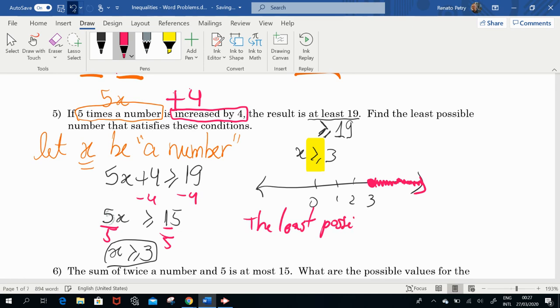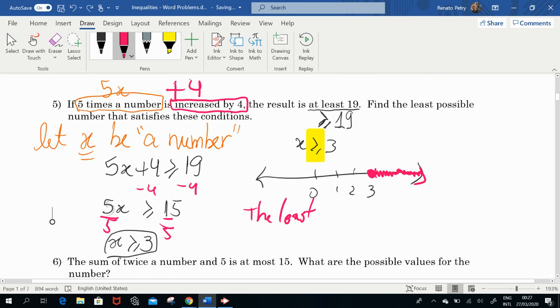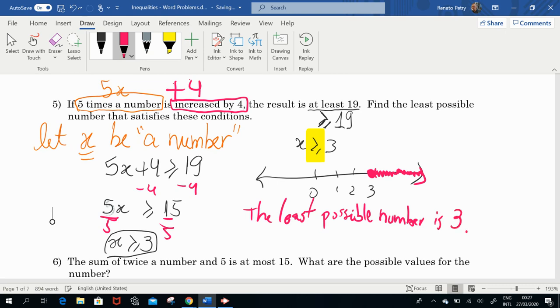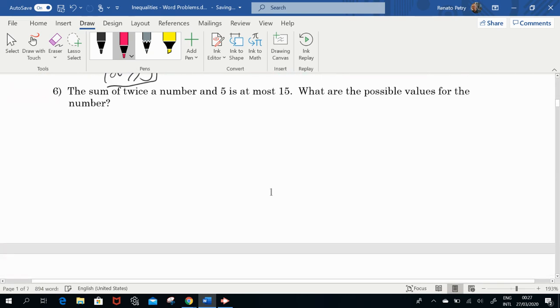The least possible number is 3. That's my sentence. My handwriting is not that good, sorry guys. That's because of the writing tools here on my laptop. Okay, keeping up for the next one. I'm going to skip number 6.